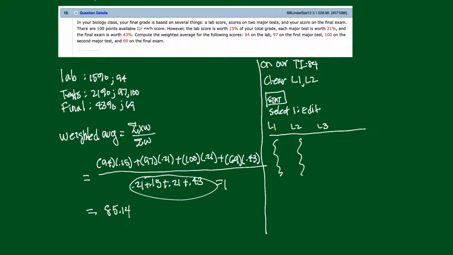Then press clear. Now the clear key is off to the right in the very rightmost column up near the top. Press clear, and then at the bottom, press enter. And when you do that, list 1 clears. So list 1 is now perfectly clear. No more data there.